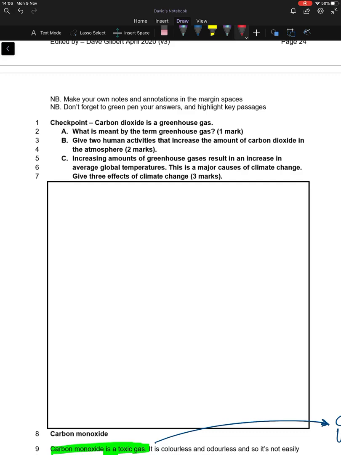Right, hopefully you've had a go at that last video and just made some notes and gone over those ideas in terms of common pollutants. Let's have a look at this exam question together. So, carbon dioxide is a greenhouse gas. What is meant by the term a greenhouse gas? Give two human activities that increase the amount of carbon dioxide in the atmosphere. Increasing amounts of greenhouse gases result in increasing average global temperatures. This is a major cause of climate change. Give 3 effects of climate change.